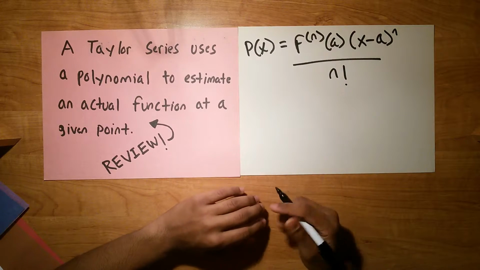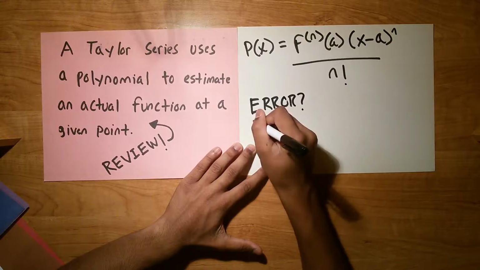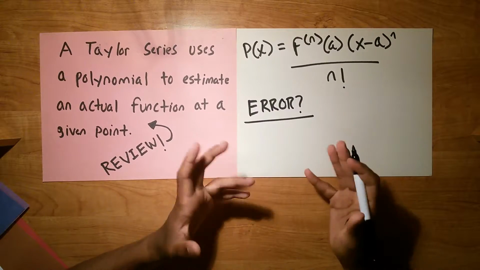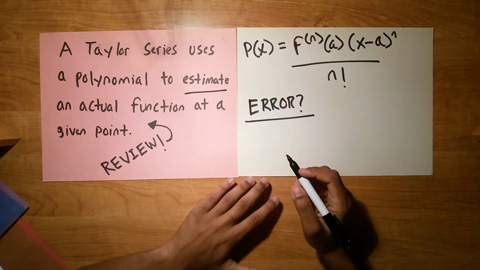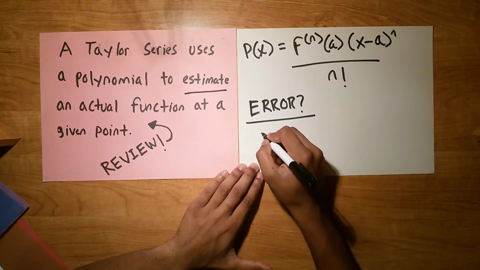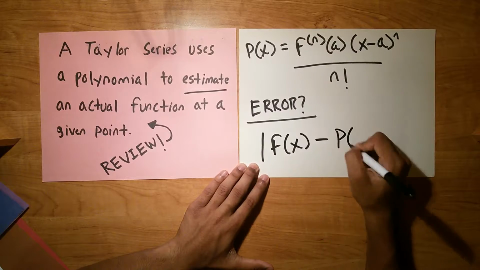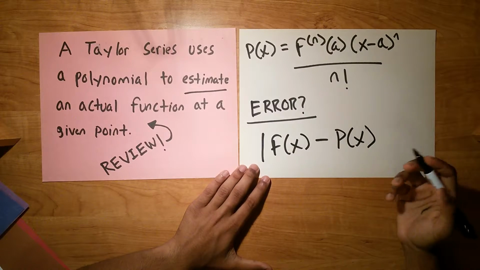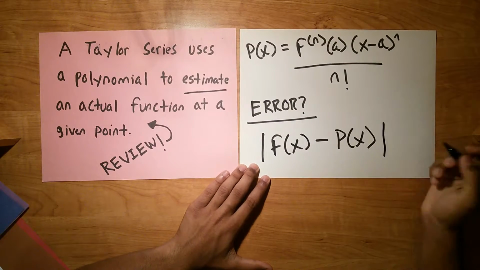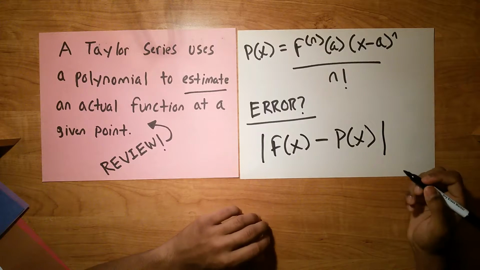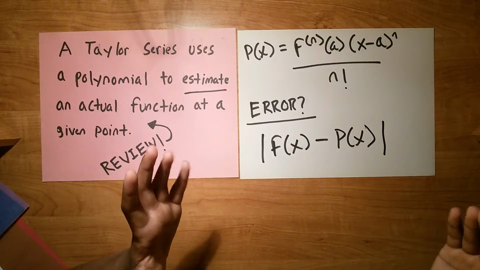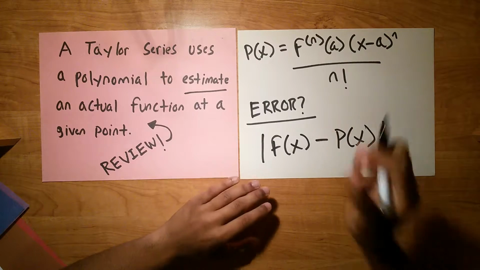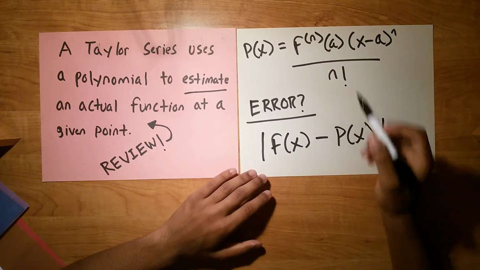So now, where does error come in? An error will come in because, well, we know an error is a mistake. And in this sense, since we're estimating a function, we know that the error will be the actual minus the initial. So it would be where f of x is our actual function and p of x is our Taylor approximation. And we use an absolute value because this is a magnitude. We don't want a negative, because magnitude will give us the amount of error. So let's look at a quick example of an error in a function.